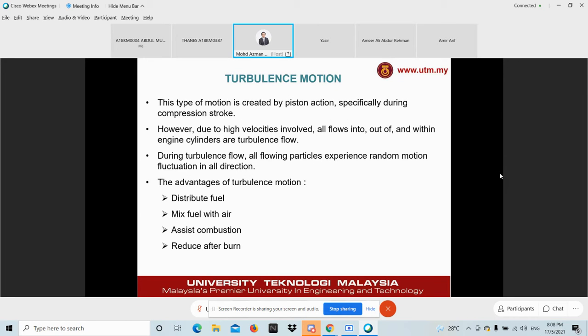So this type of motion is created by the piston action whereby the piston moves from BDC to the TDC, especially during the compression stroke. Okay. However, due to the high velocities involved, all flows of air into and out of and within engine cylinders are turbulence flow.